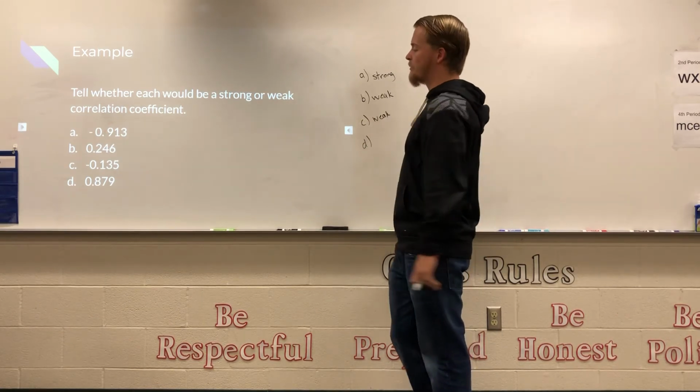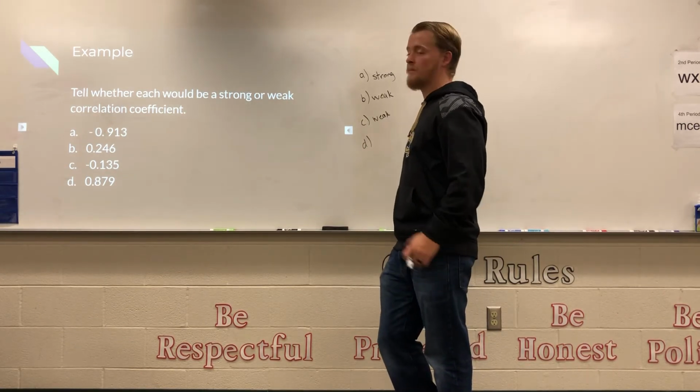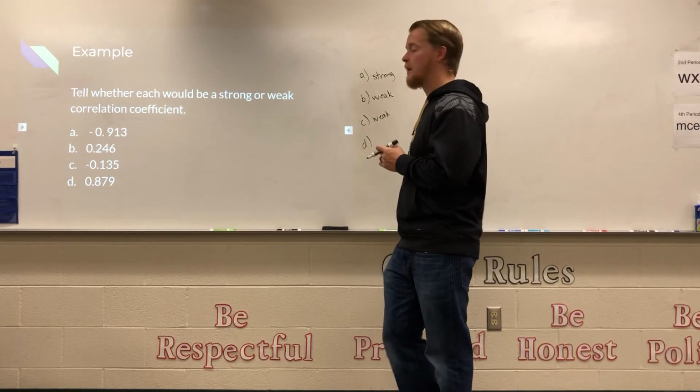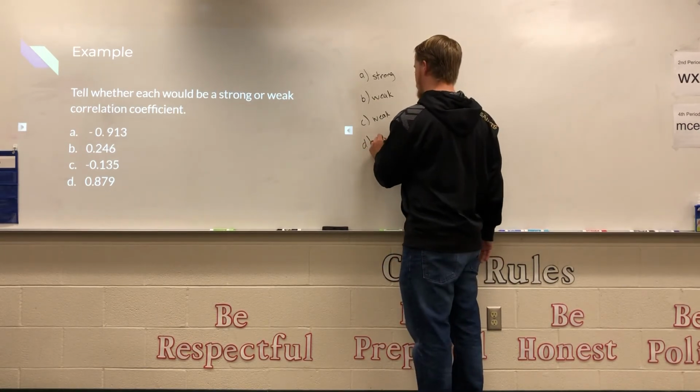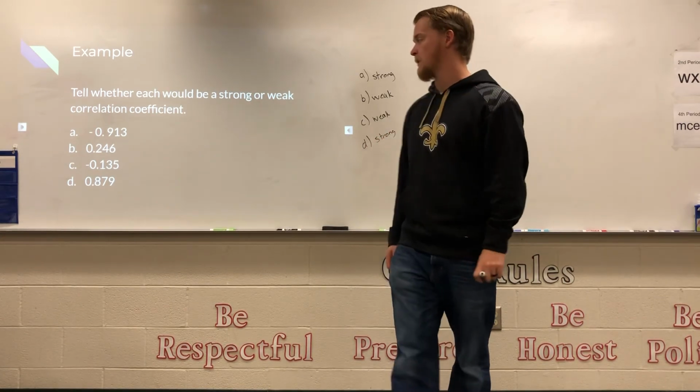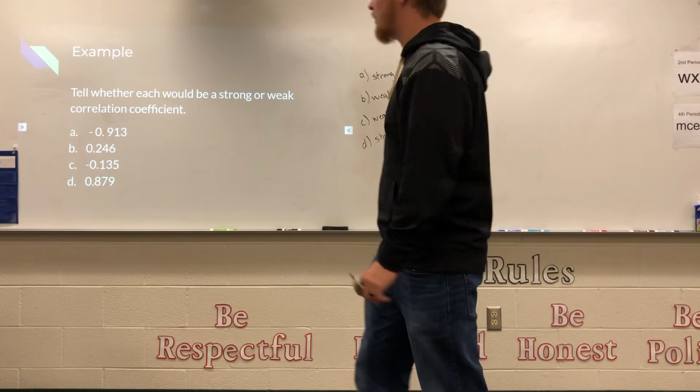And then lastly, we have 0.879. Is that closer to 0 or 1? That is much closer to 1, so that means that is a strong correlation coefficient. So that covers 4.4.